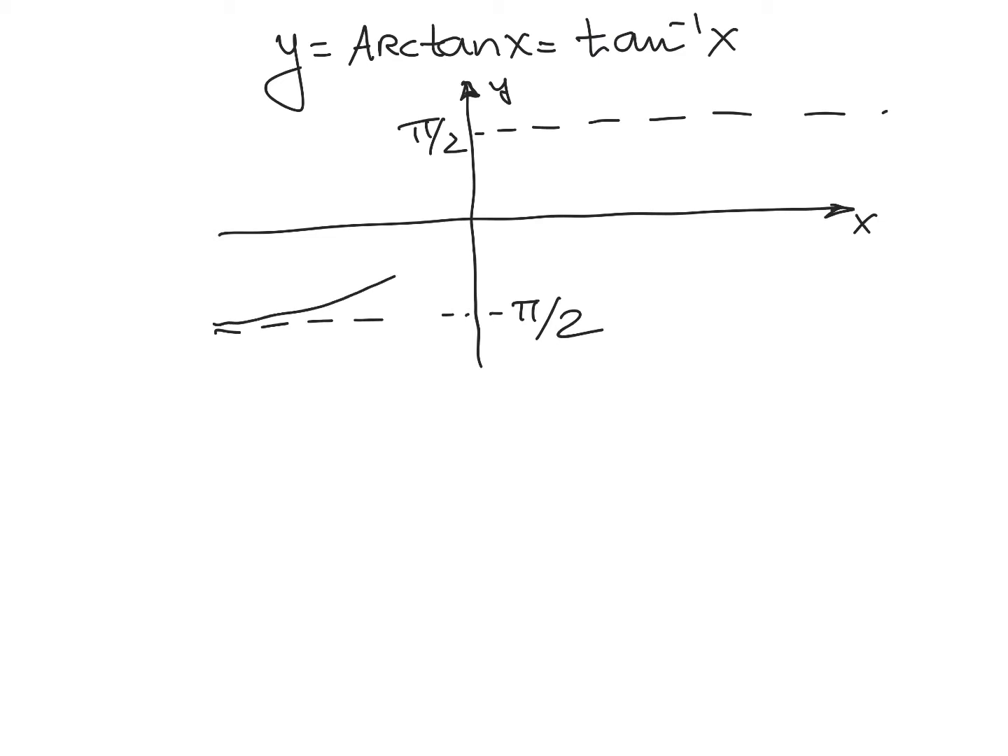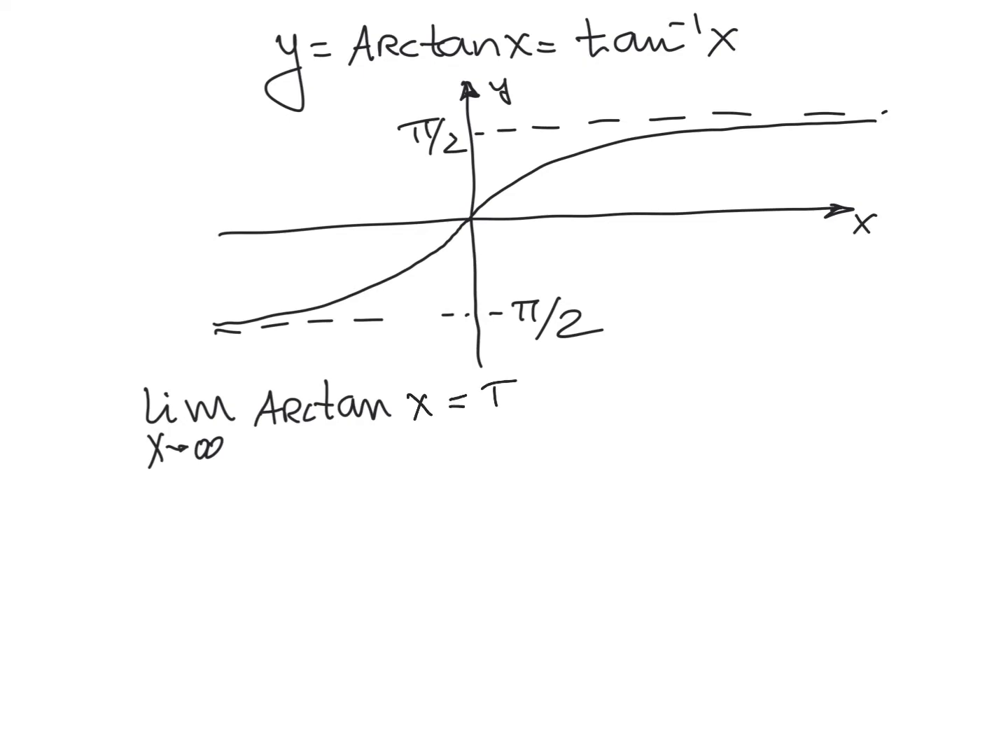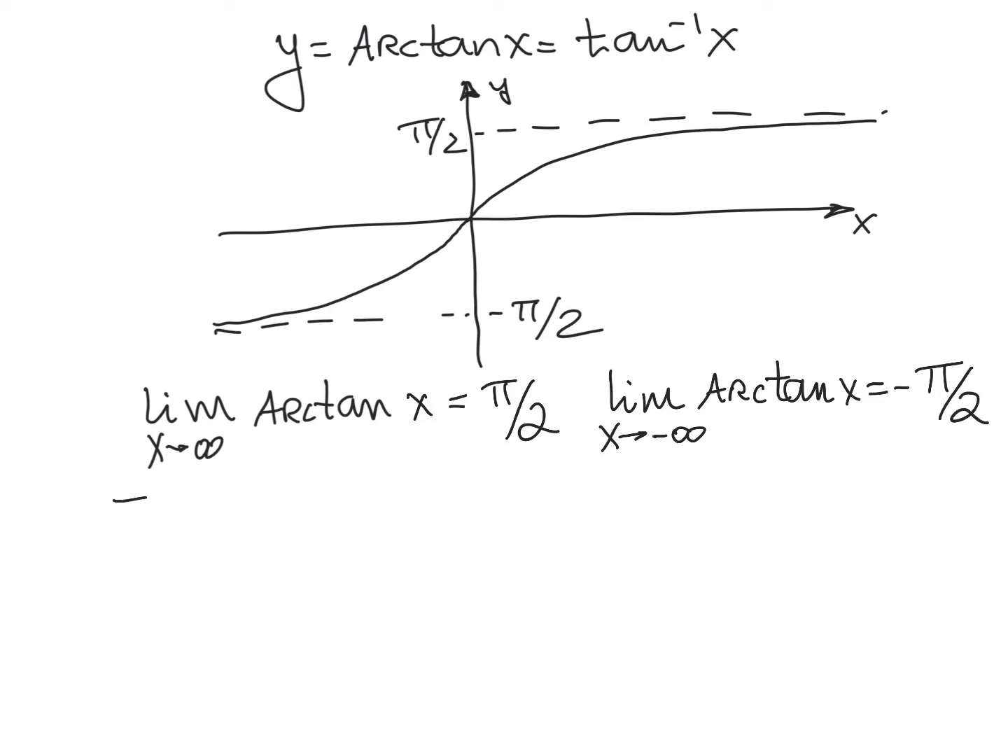So here's the graph of arctan of x from minus infinity to infinity. From here, we can conclude that the limit as x approaches infinity of arctan of x is equal to pi over 2, and the limit as x approaches negative infinity of arctan of x is negative pi over 2. That's what we need, and now we can go ahead and evaluate the improper integral.